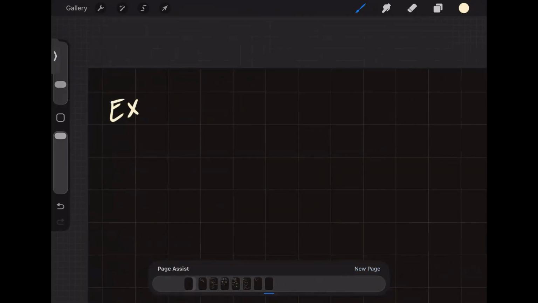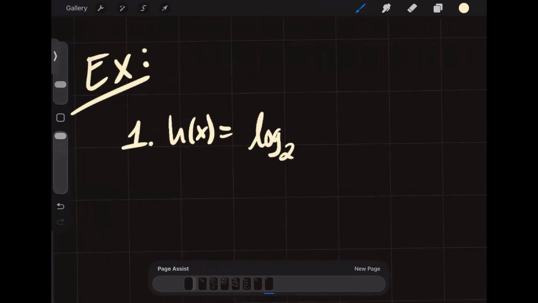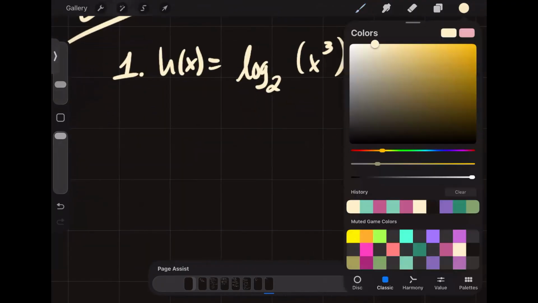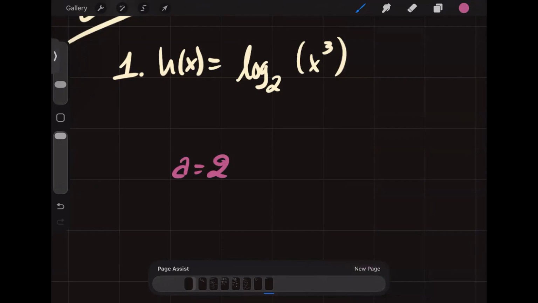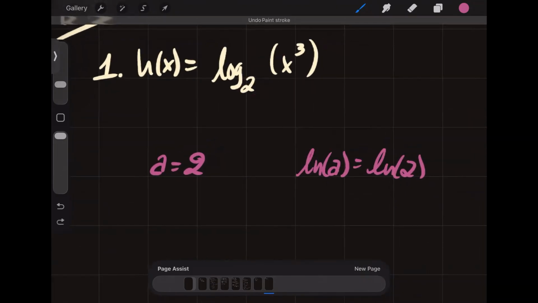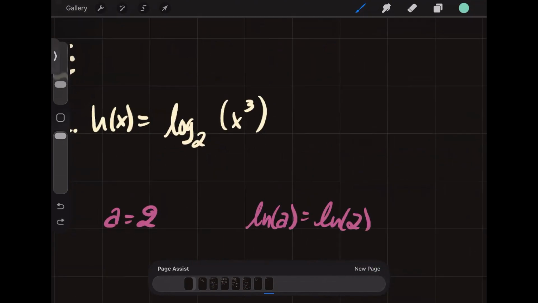Let's do some log examples. Let's say h of x is equal to log base 2 of x cubed. You know that a is going to equal 2, ln a is ln 2. This is how we're getting it. Log base a of u. You can call this g of x, I'm going to call it u. I'm used to saying log base a of u, but if you use g of x, it's fine.